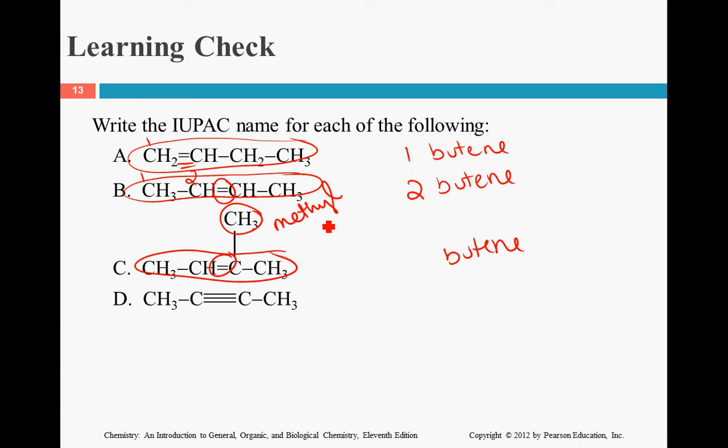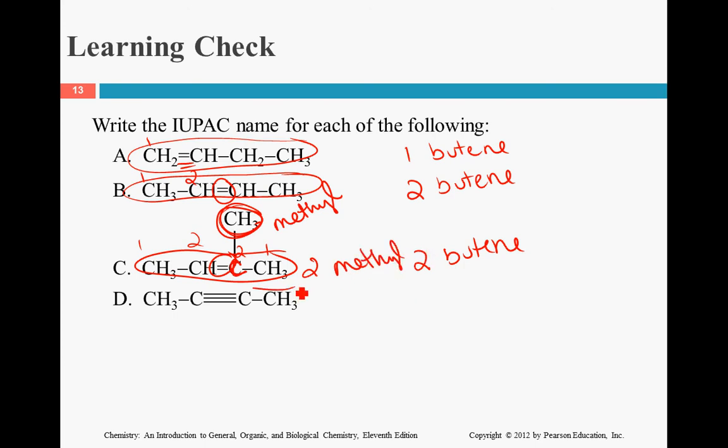So we start counting from the side that's closest. Well, we can do 1, 2, or 1, 2. But I'm going to go from the right because not only is the double bond on the 2, but if we go with the methyl, it would also be on the 2. Whereas it would have been on the 3 if I would have counted from the left-hand side. So on the second carbon of the 4-carbon chain, there's a double bond. And then also on the second carbon, there's a methyl group.